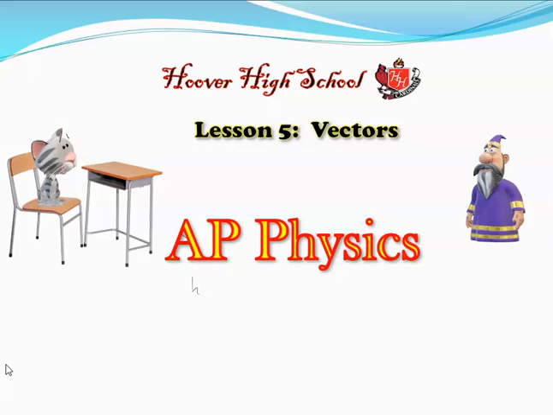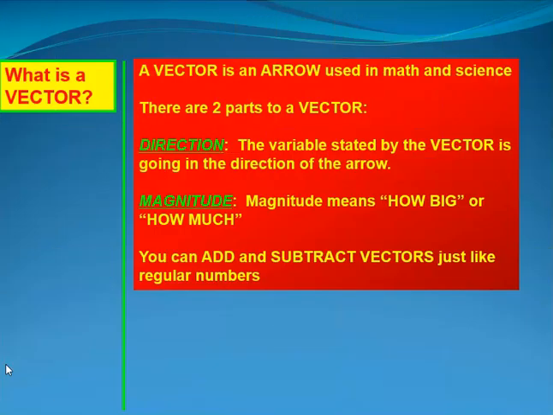AP Physics Summer Program. This is Lesson 5 on vectors. So a vector is an arrow used in math and science. A vector has two parts: direction, which is the specific direction the variable stated by the vector is going, and magnitude, that is how much or how big the numeric value is, and that's represented by the length of the vector.